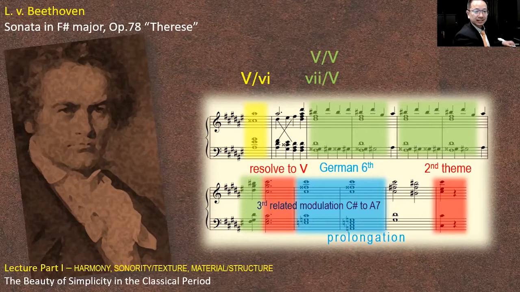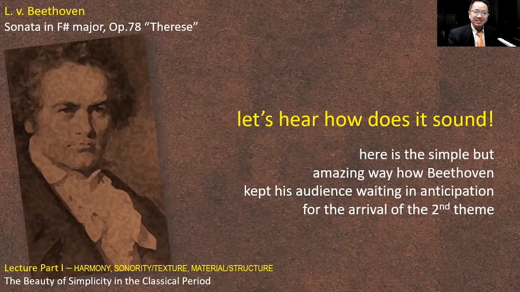Wasn't he a genius musician? Here Beethoven was skillfully playing with a simple harmony to make the progressions colorful. And at the same time, this process of delaying the final arrival successfully built up a very high intensity for the arrival of the second theme. Let's hear how it sounds. Here is a simple but amazing way how Beethoven kept his audience waiting in anticipation for the arrival of the second theme.